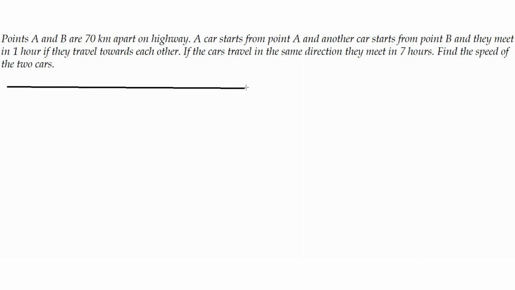Okay, there are 2 points which are 70 kilometers apart on a highway. So let's label these points. This is A and this is B. These are 70 kilometers apart on a highway, right? So this complete distance is 70 kilometers. So let's mark that as well. The complete distance is 70 kilometers.